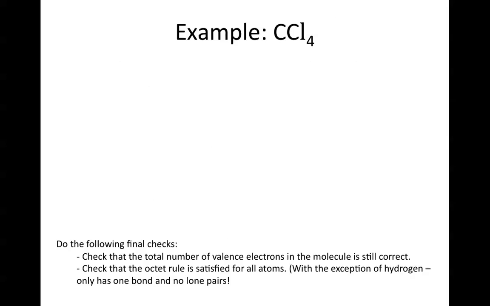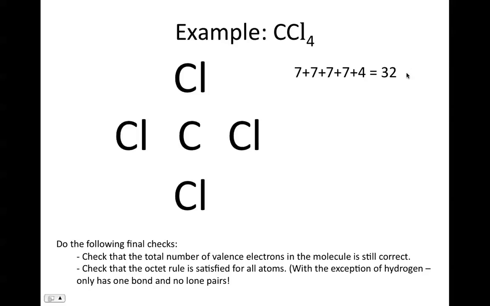So with our first example, which is the most straightforward one out of the three, we have CCl4. So I'm going to add up my valence electrons. Each chlorine has 7 valence electrons, so I have 28 there. And then carbon contributes 4, so I have 32. So I have 32 electrons to work with. I'm going to decide where they go.